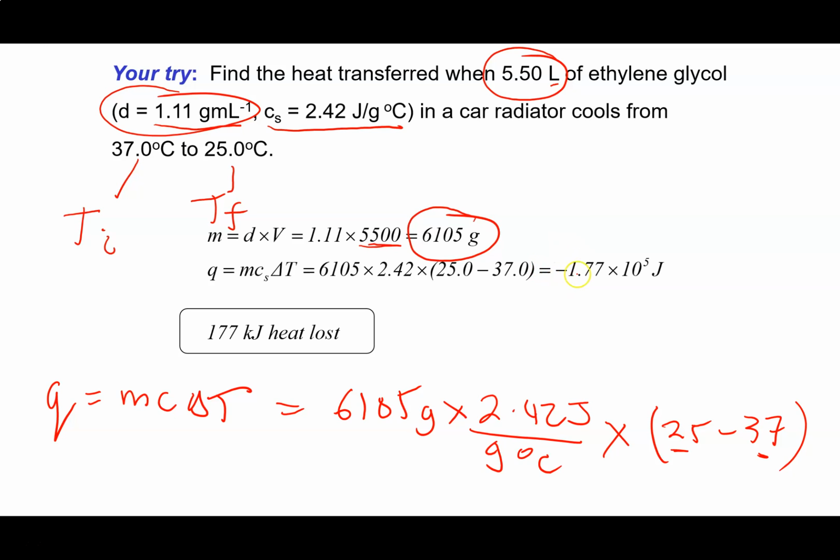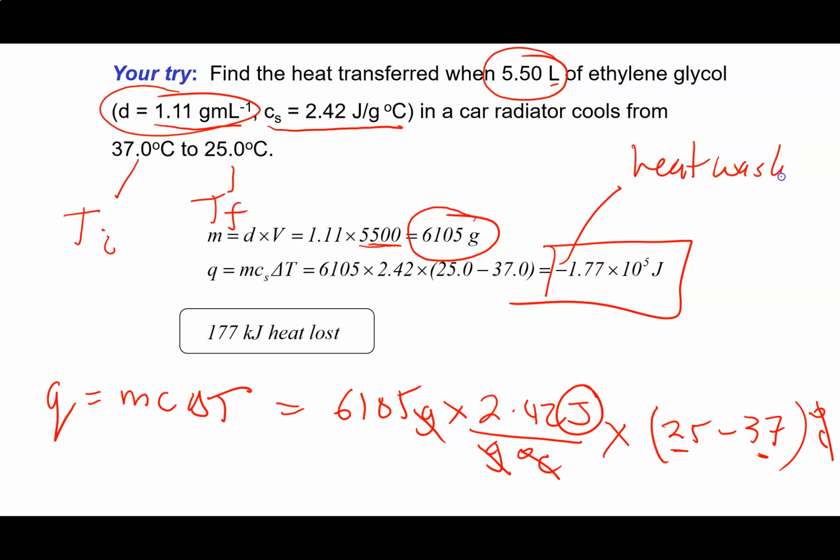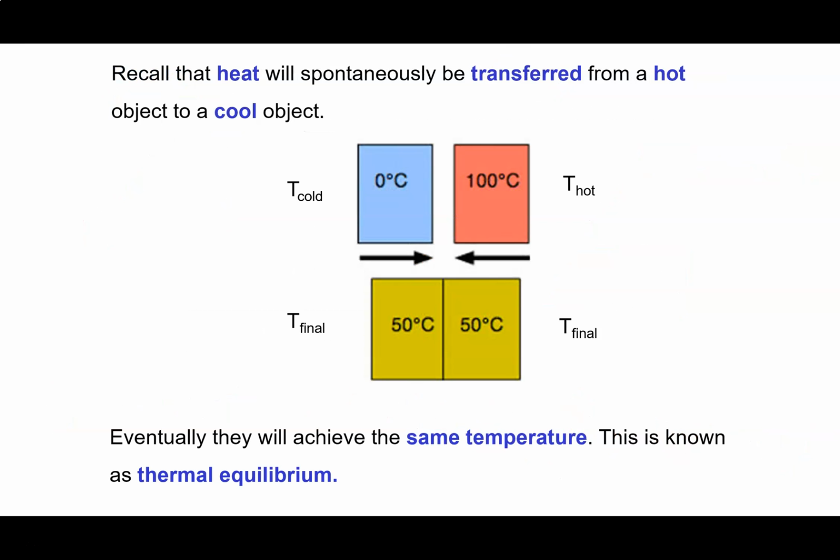Q was equal to minus 1. Oh, I should point that out, that's degrees Celsius. That cancels. Good practice here, right? Grams, yep, leaves me with joules. So here we go. It ends up being minus 1.77 times 10 to the 5 joules. So the minus sign tells me that heat was lost. Okay, heat was lost from this system as it cooled down from 37 degrees down to 25 degrees. It makes sense that heat should be lost.